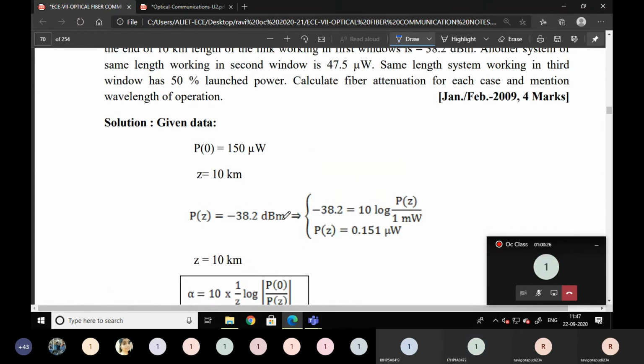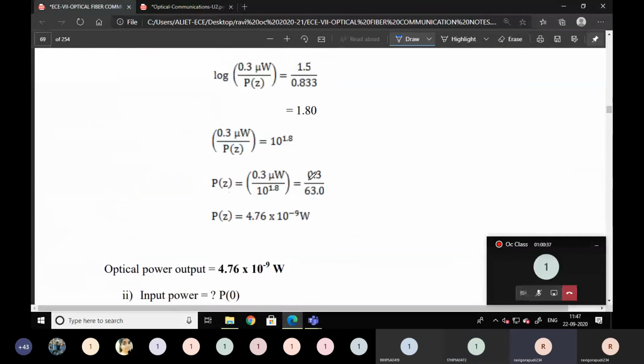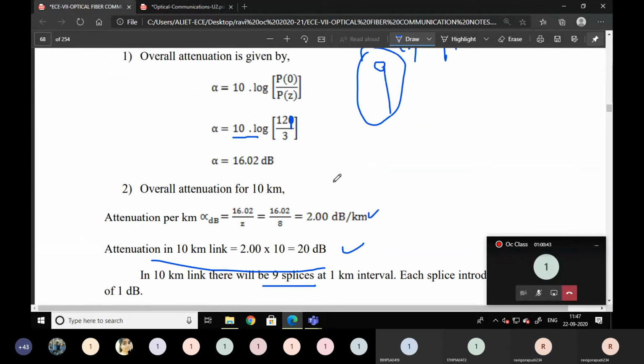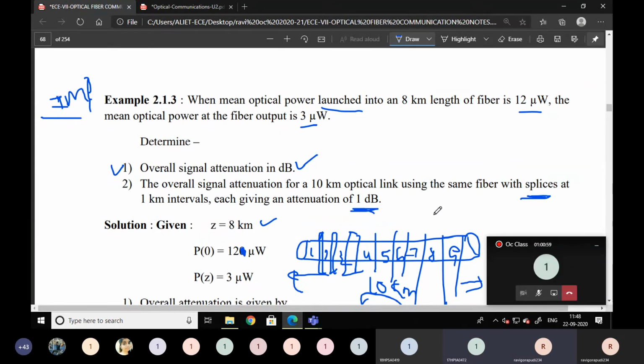Sir, alpha is equal to 6.02 dB, no, sir. So at which value are we getting 6.02? 12 or 120? 12, sir. With 12 we are getting 6.02 dB. Okay. So whatever you get, you can consider that the answer. Otherwise take 120, what will you get? Taking 120, you get 16.02. So then in the problem you can take that as 120. That is better.